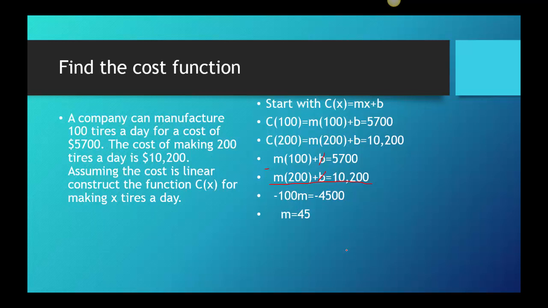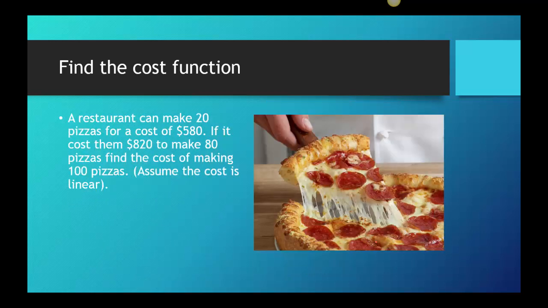make, there's my marginal cost. I can plug that back in, and I typically go to the first equation just because I see it first. Plug that in. This says 4,500 plus b is 5,700. So b is 1,200. There's my cost function: 45x plus 1,200 is the cost function for making these tires.